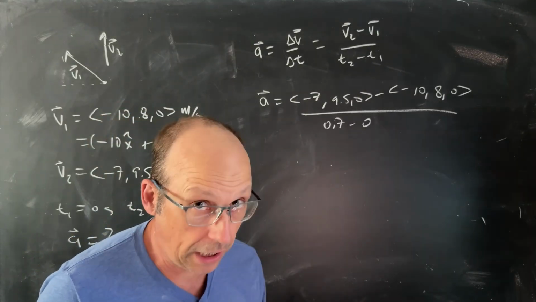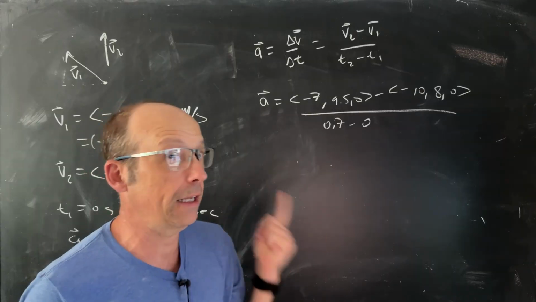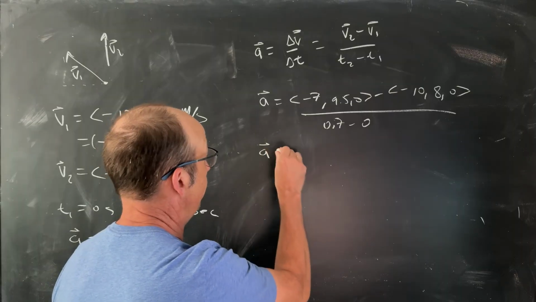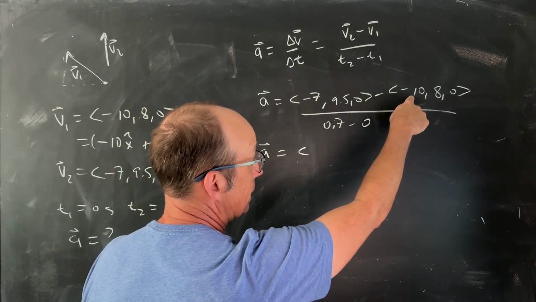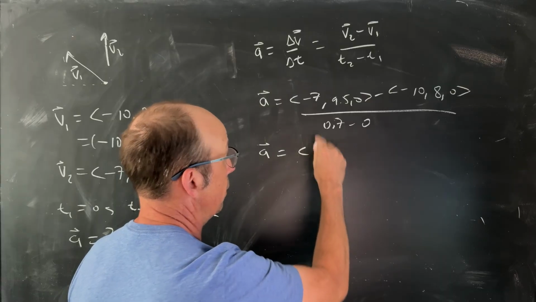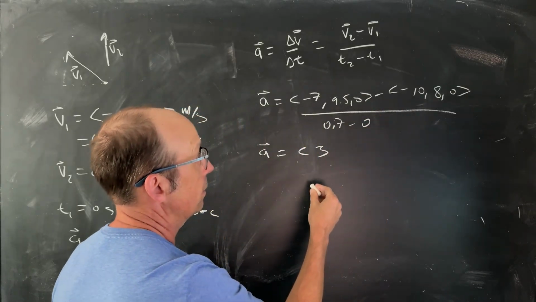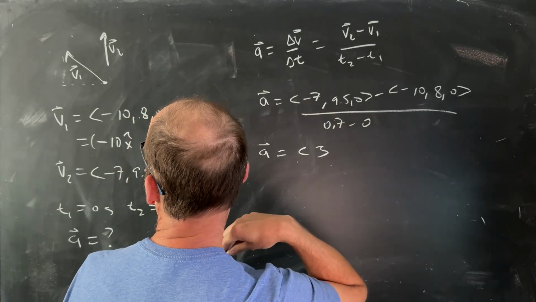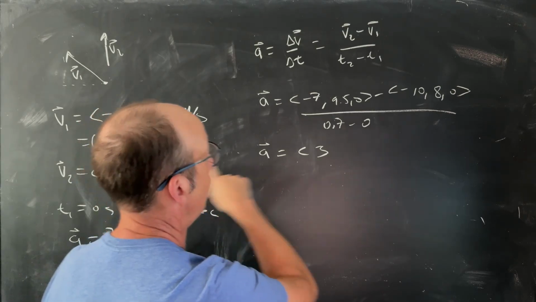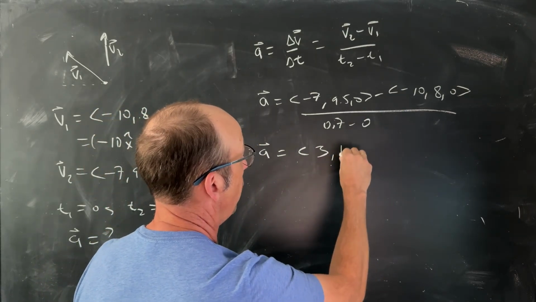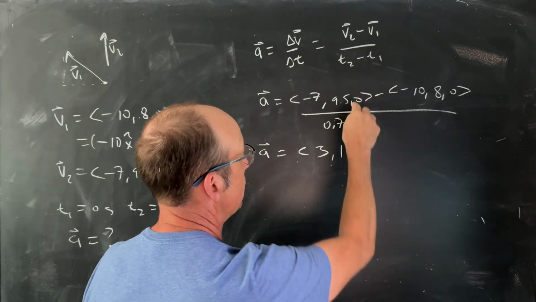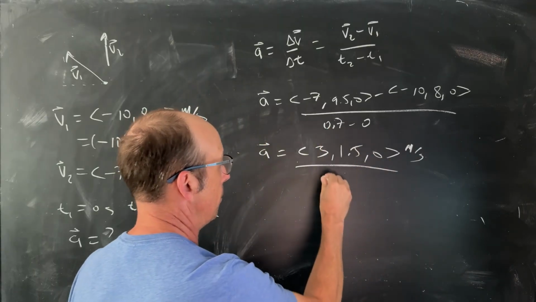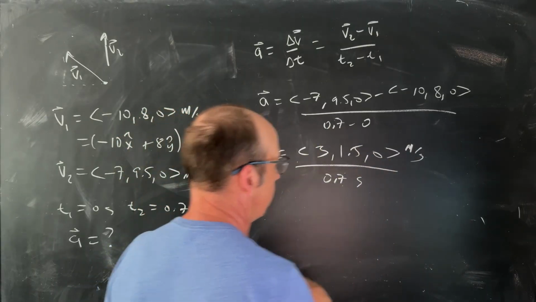Okay, so how do we subtract vectors? To subtract vectors, we subtract the x components, we subtract the y components, we subtract the z components. So I have them all split out here, so I can write that. Negative 7 minus negative 10 is going to be equal to 3, right? Negative 7 minus a negative 10 is plus 10. 9.5 minus 8 is 1.5. 0 minus 0 is 0. And I'll put my units here, meters per second. And then I have on the bottom 0.7 minus 0 is 0.7 seconds.